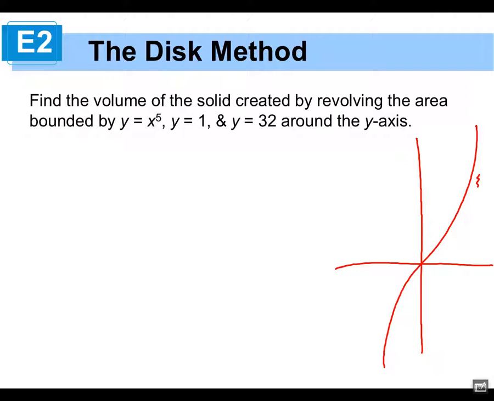Okay, so a fifth power function looks kind of like a third power function, it's just bigger. And we're going to go from y equals 32, which is up here, down to y equals 1, which is down here. And since we're revolving around the y-axis, I got that little fancy schmancy thing there. And we want to be perpendicular to the y-axis. So I want my representative rectangle to look something like that.